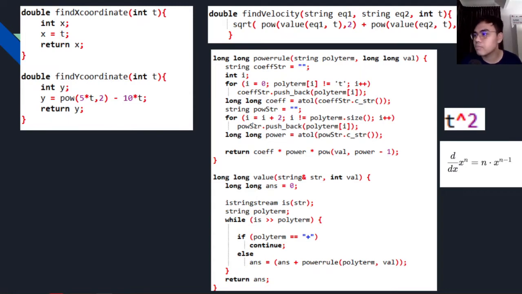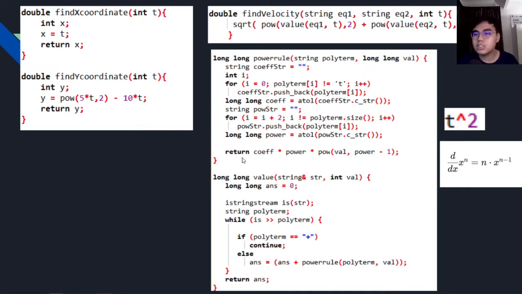We use i equals i plus 2 because, for example, t is here, to the power of 2. So if t is at 0, then we plus 2, we find the 2 here. And that's the power of the term, and we take the power, we push it back to power string. And since it's a string, we convert it back to long integer.